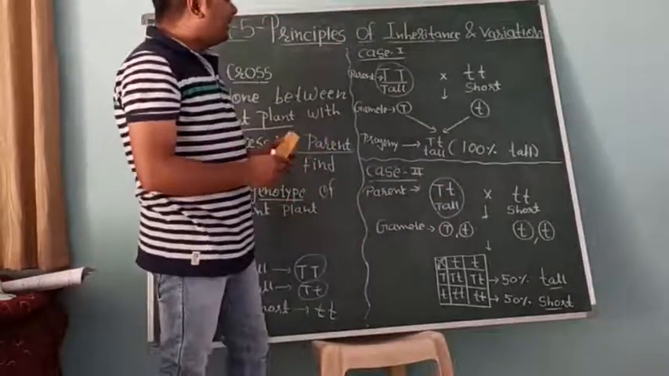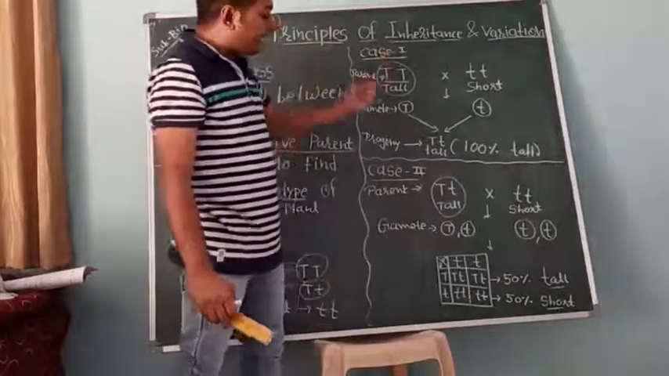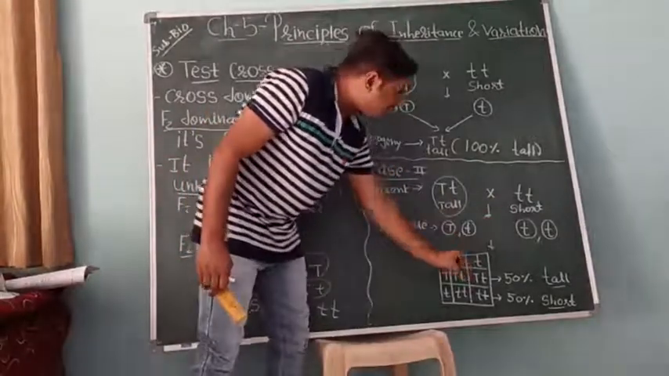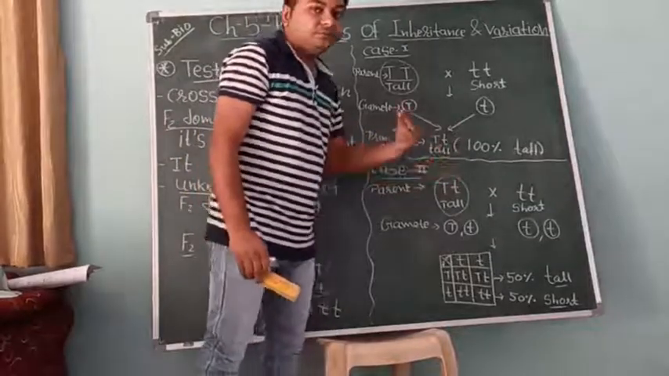Again, if we get the result of 100% tall plants, then the genotype is capital T capital T, and if we get 50% tall and 50% short, then the genotype is capital T small t, which means heterozygous.